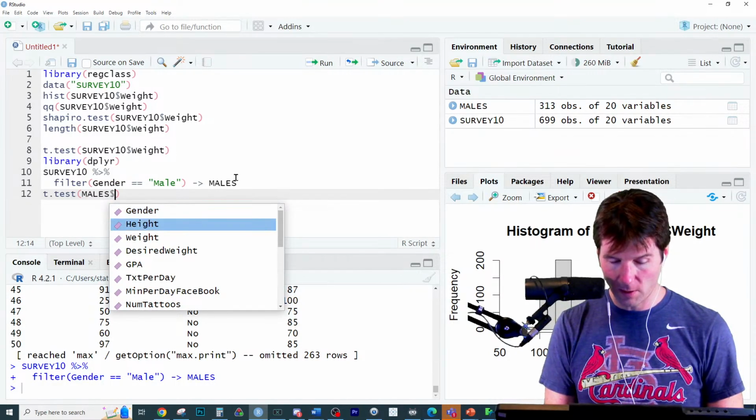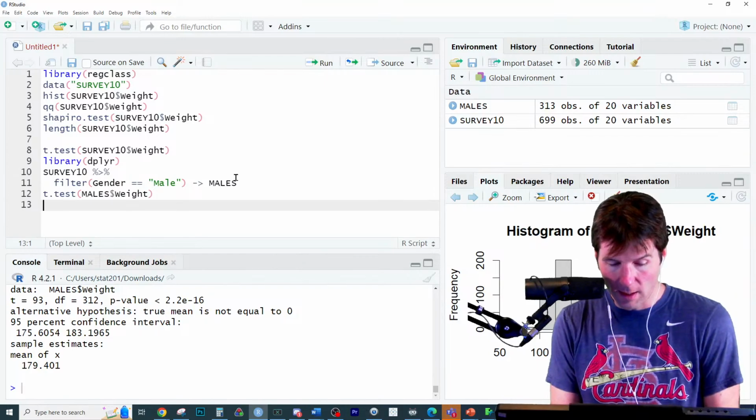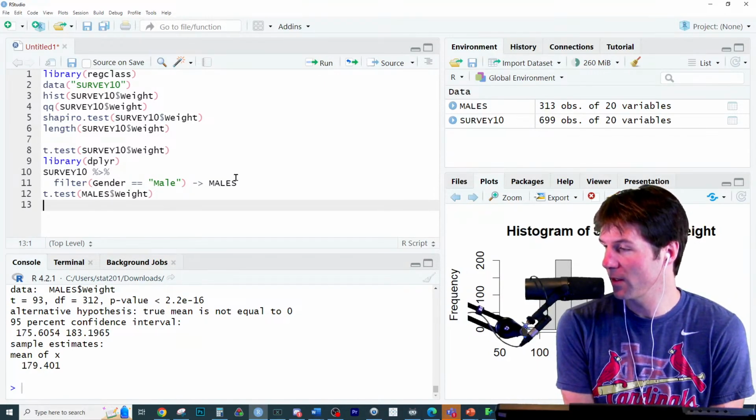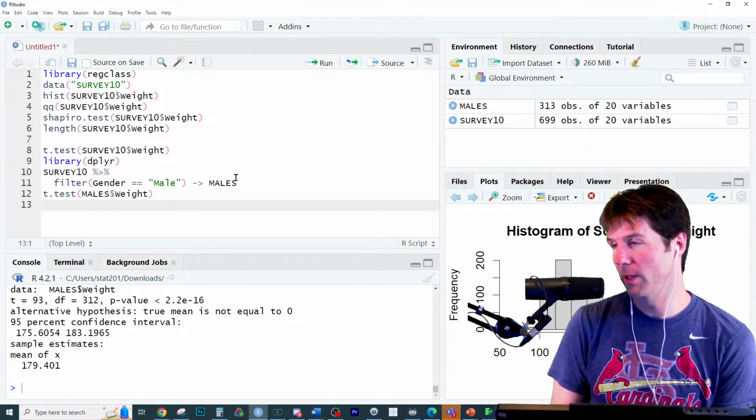And on the males data set, we can look at the weights of males. And I am 95% confident the weight of a male is contained in the interval blank to blank. So we can interpret that way.